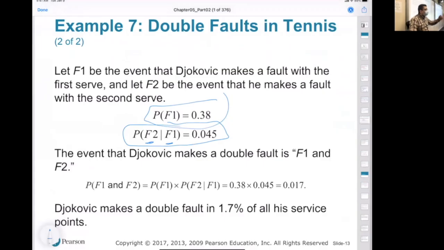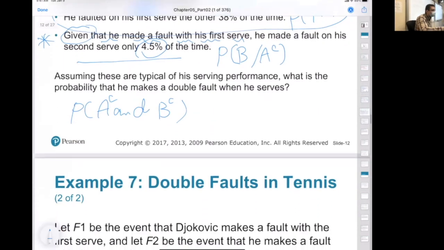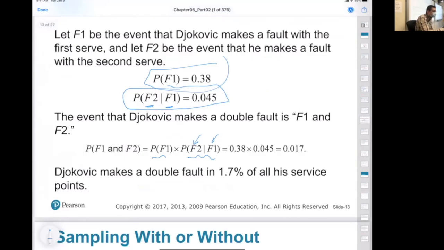So now we need to find the probability that the first serve is a fault and the second serve is a fault. Because they are not independent events, we apply the multiplicative rule for dependent events. This will be the probability of F1 times the probability of F2 given F1, because F2 is a fault given that F1 is a fault as well. Multiply these, and the probability that he will have a double fault in the serve is 1.7%.